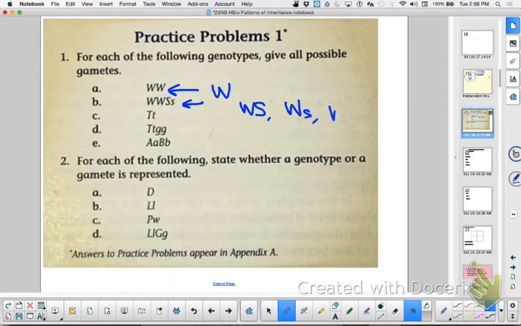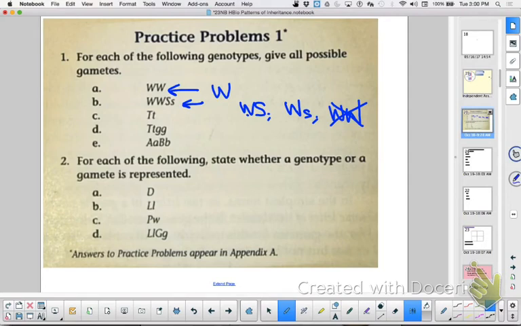Could you ever have this as a gamete? No. What law says you can't? Law of segregation. Good. What law says you can have a big W with a big S or a big W with a little s? Law of independent assortment. Boom shakalaka.